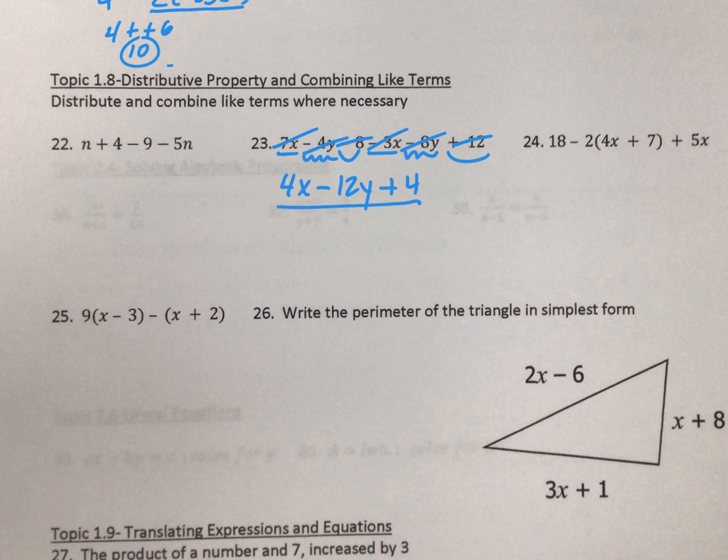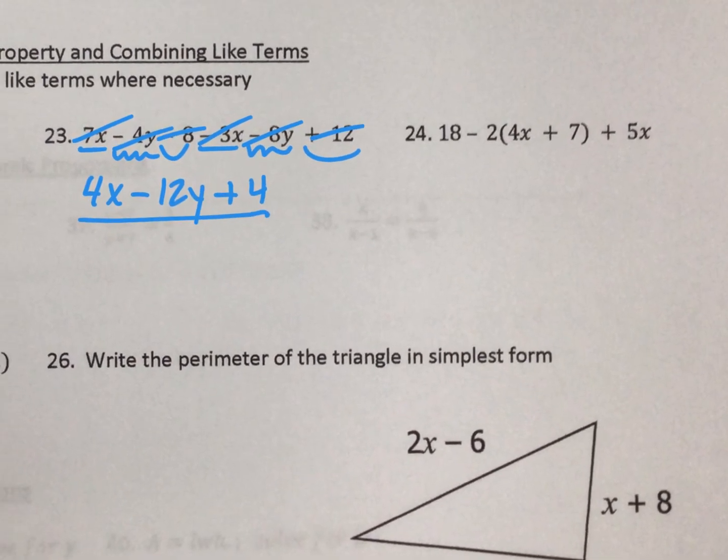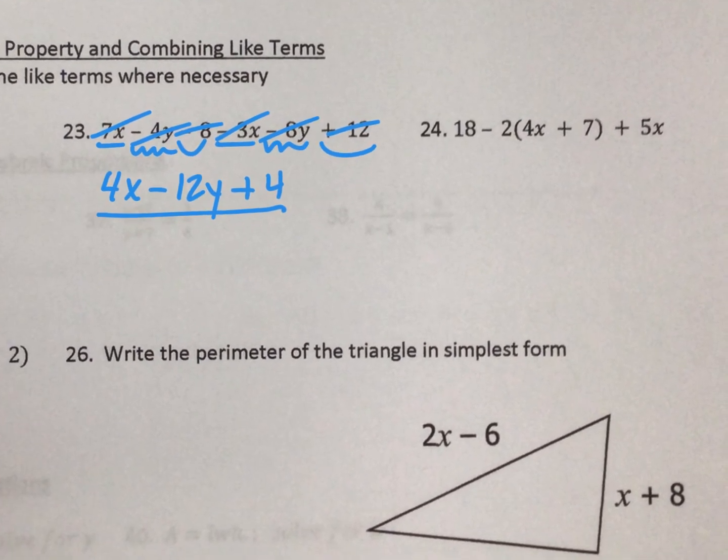None of those are like terms, and there's no more parentheses, so that is how I know that it is fully simplified. Number 24, we see parentheses, so that means I need to do the distributive property. Distribute means to multiply, and so I get 18, and I'm going to treat that like a negative 2. And so when I multiply, this is going to be negative 8x minus 14, and then bring down the 5x.